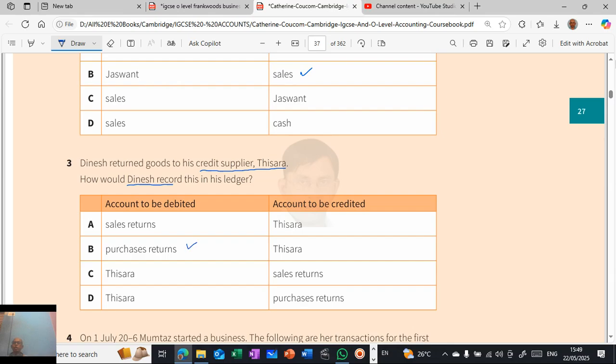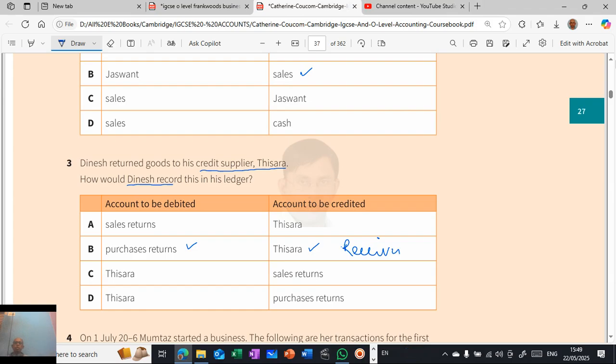So Dinesh returned goods to his credit supplier, Thisara. Thisara is the receiver of the goods. So purchase returns is the reverse of purchases.